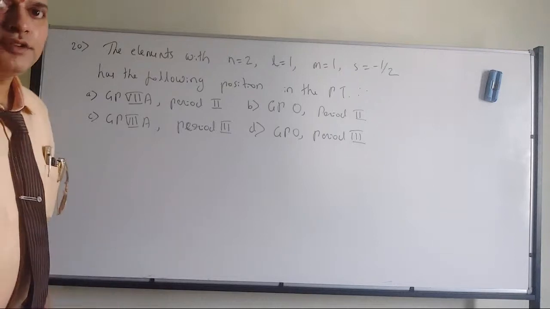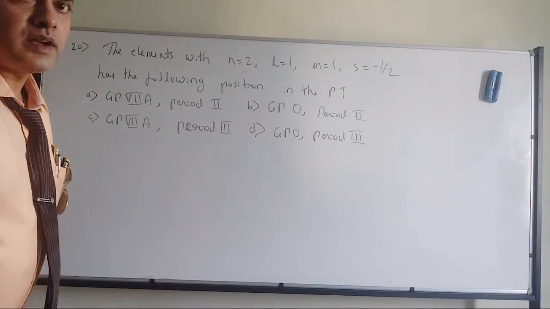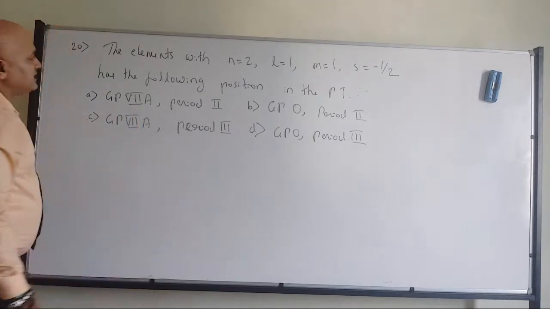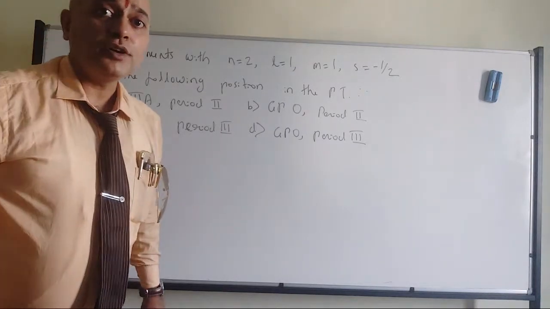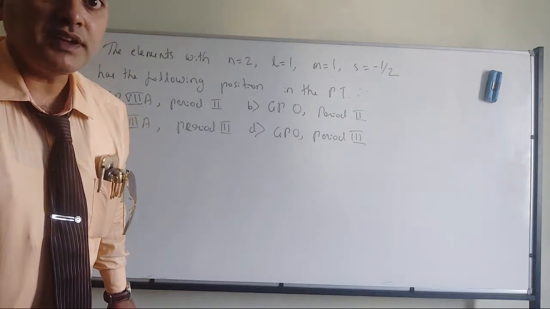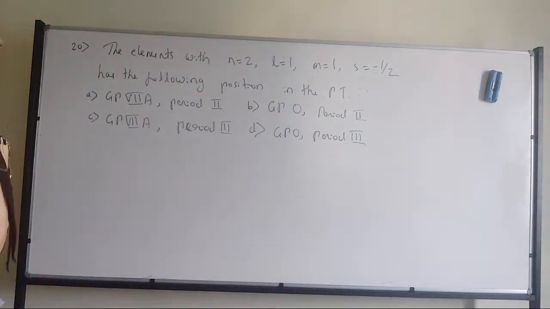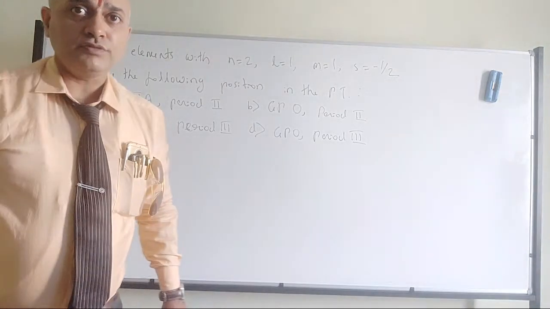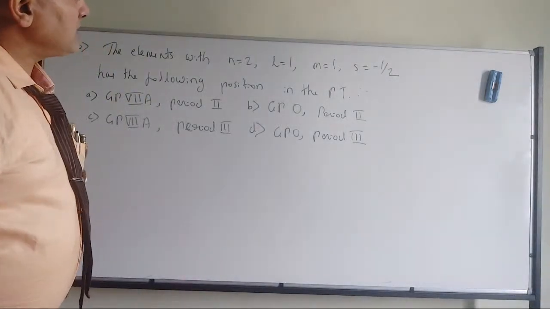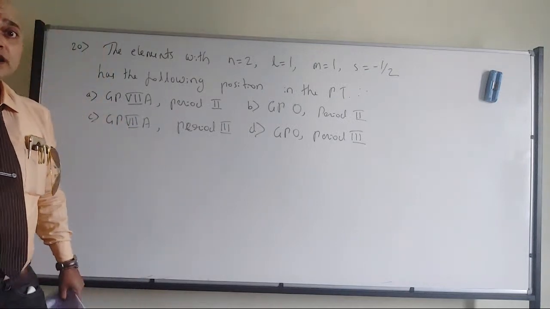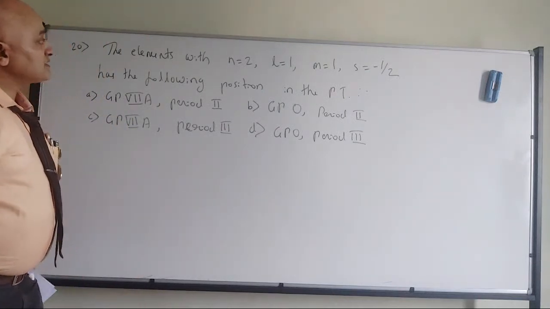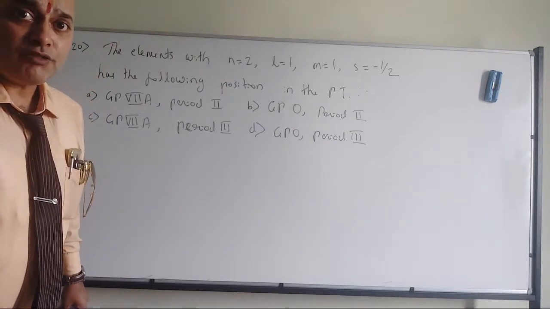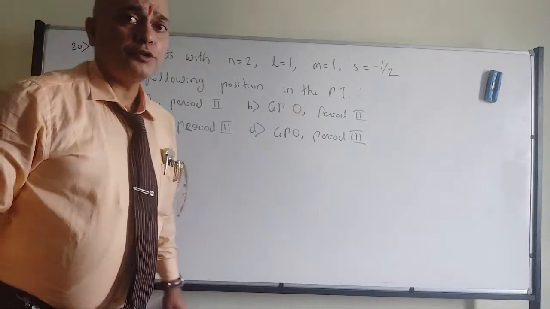Can any one of you answer this? To answer this one, you should know atomic structure. That's very important. Quantum numbers. So n is equal to 2 means the principal quantum number is 2. l is equal to 1 means subshell notation. m is equal to 1 is the magnetic quantum number. Then s is equal to minus half.